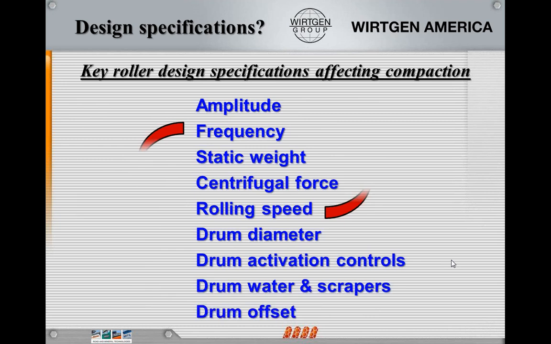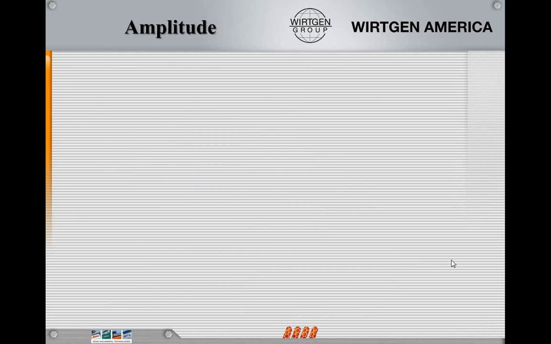And then we'll talk about drum offset, something that is out there for a lot of manufacturers that a lot of operators do not use, but is a very good tool to have to help out in a lot of different situations.